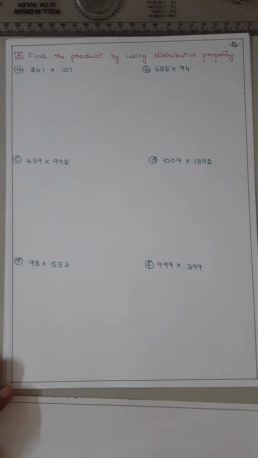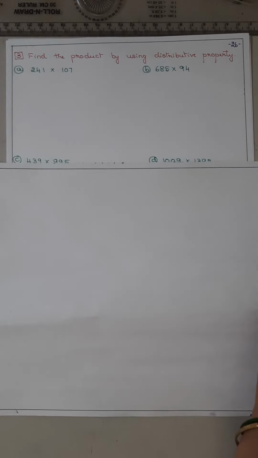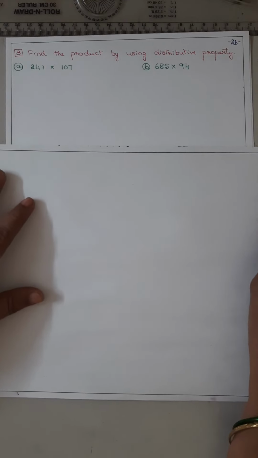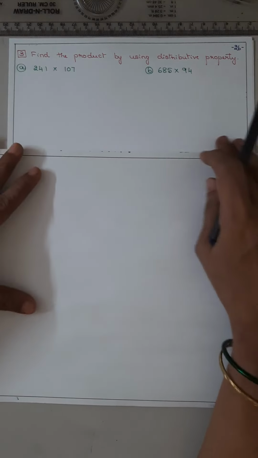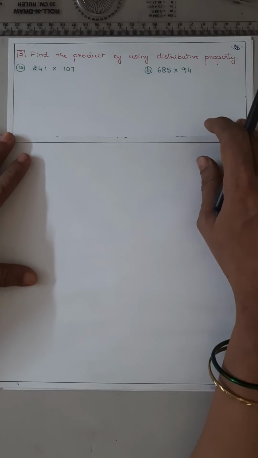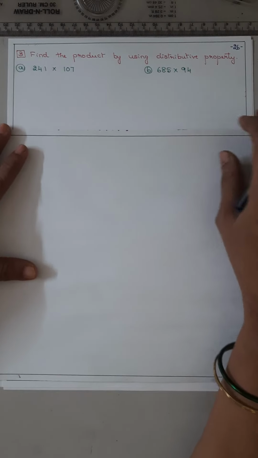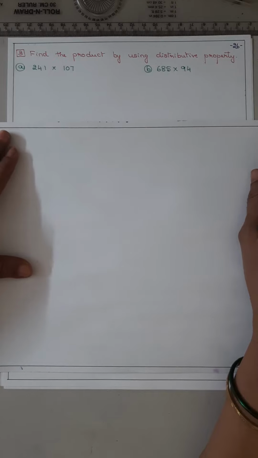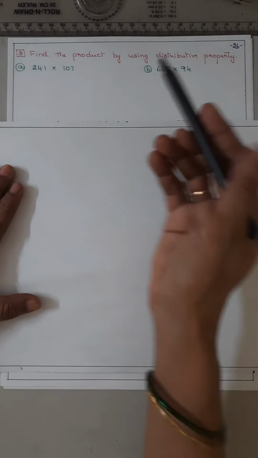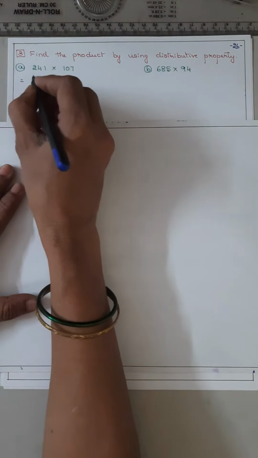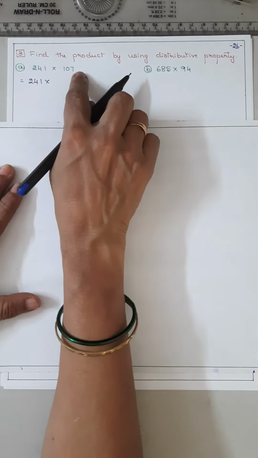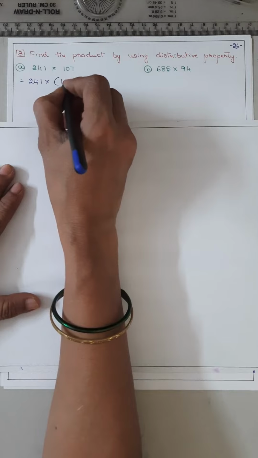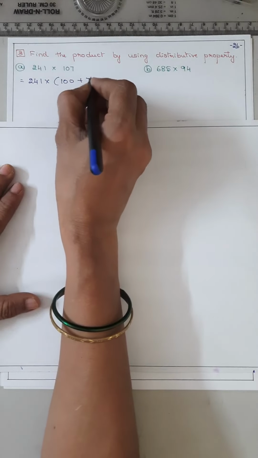Now coming to the question number 3. Find the product using the distributive property. Now remember the distributive property, isn't it? So something is common and you have to put plus and minus signs in between. Remember? Now 241 into 107 can be written as 100 plus 7. Yes or no?